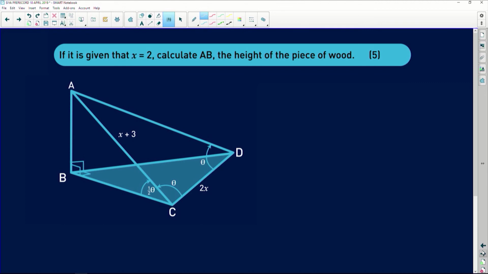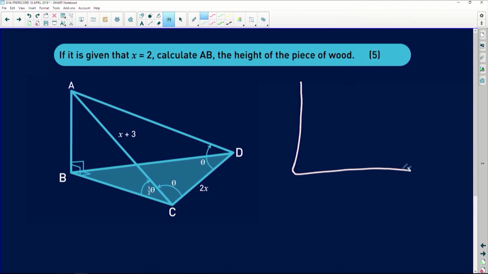Question 3, they are saying if it is given that x is equal to 2, calculate AB, the height of the piece of wood. Now, before you can go into this question, there are a few things that you always need to know. We can only use a ratio if the triangle is a right angled triangle. Number 2, we always need to try and know what the angle is that we're dealing with. So that's one of the other ways that you please need to think about when you're doing this particular question.